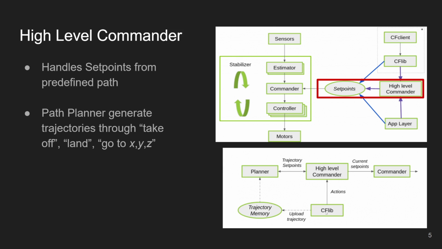So the CFlib, you can use that to send trajectories to the memory of the drone, and it will determine a path, and from there the path will get sent back to the high-level commander and onto the commander. So this can be used to create predetermined paths, save them onto the drone, and have the drone run them. The CFlib has commands for takeoff, land, go to XYZ coordinates, and stuff like that. So it'll use all of this information to update the set points.